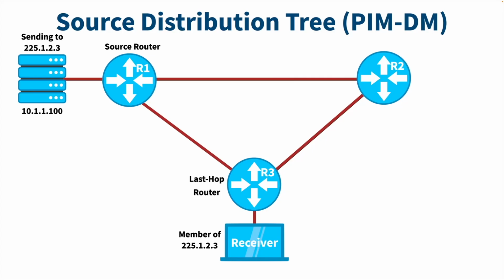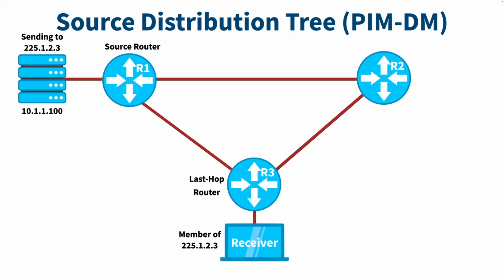When R2 and R3 get those multicast packets, they forward copies to one another. So you see, this is not very optimal right now. R3 just received 2 copies of that multicast packet, and R2 got 2 copies, and it doesn't even have a receiver attached. So after the flooding behavior, we then go into a pruning behavior.